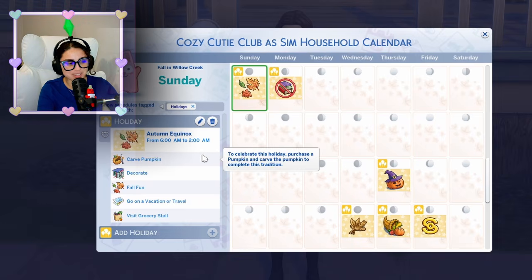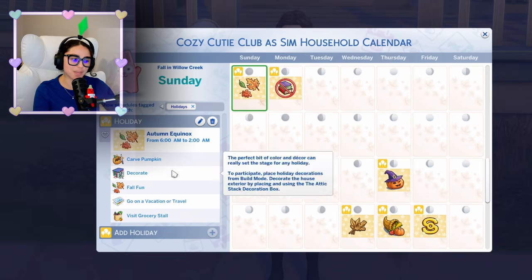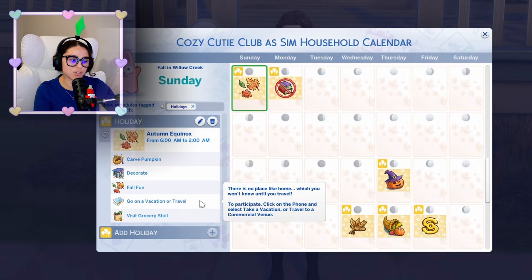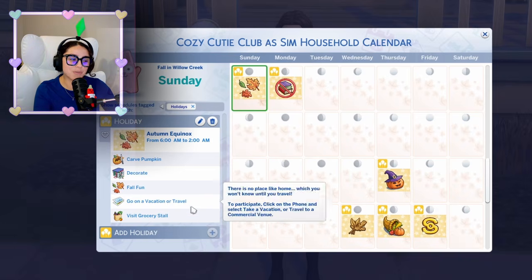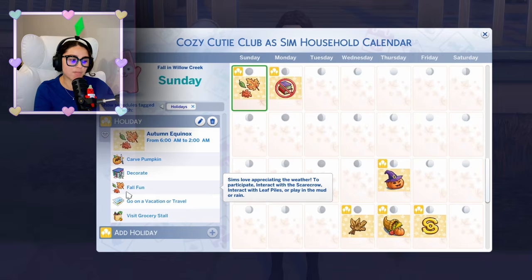For the autumn equinox, just like summer, I feel like it's a good excuse or a good reminder for us to do those festive seasonal activities that we have access to in the Sims. The traditions are carve pumpkin, decorate, fall fun, go on vacation or travel, and visit grocery stall. I looked at visit grocery stall as like going to a farmer's market or a fall festival. So you can interpret that however you want. Some of these are obviously mods, like fall fun, definitely a mod, but I love when a tradition encompasses multiple related activities and not just one.